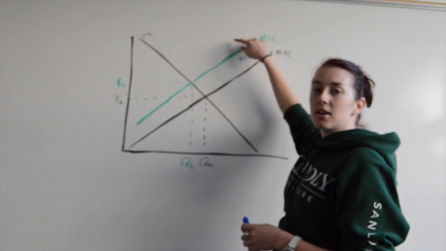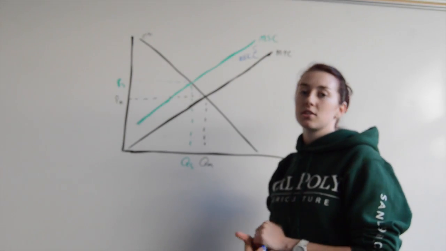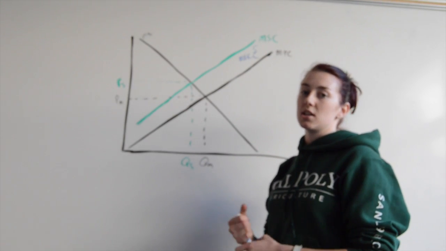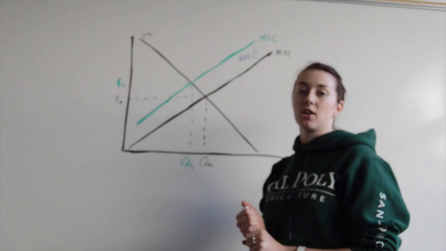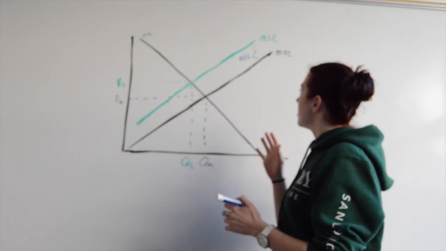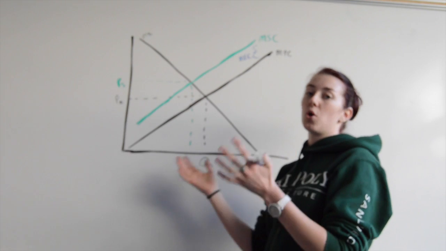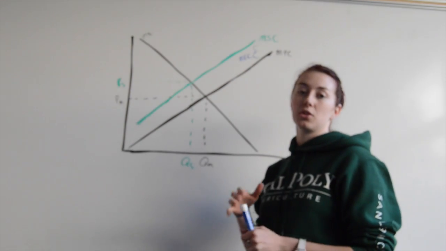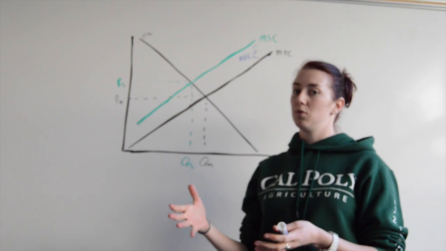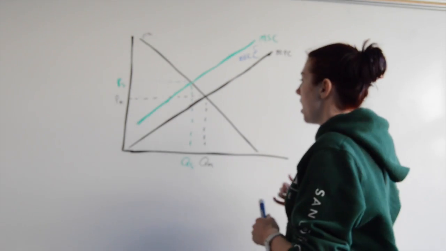This line right here is the marginal social cost, and the marginal social cost is the marginal external cost plus the marginal private cost. And so that takes into consideration the effect on the whole society, as opposed to just the cost of production for the cigarettes, only dealing with the people who are involved in the transaction.